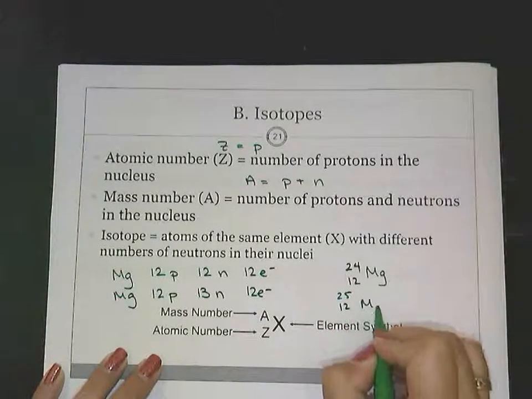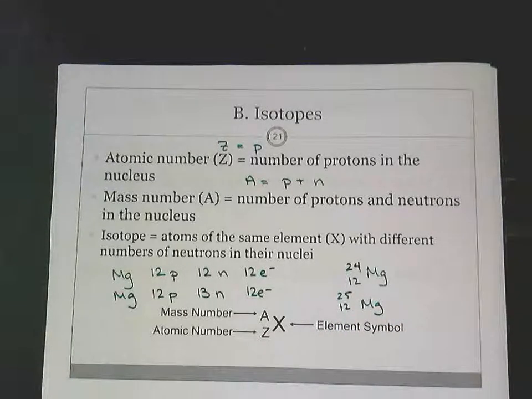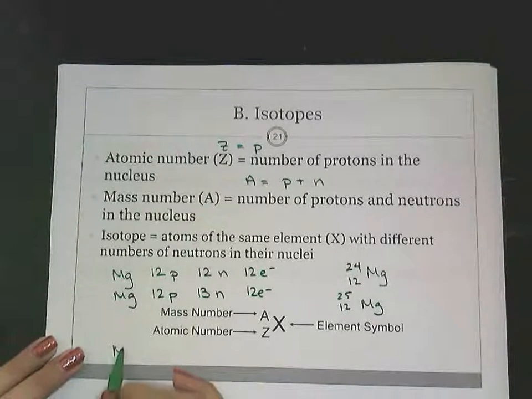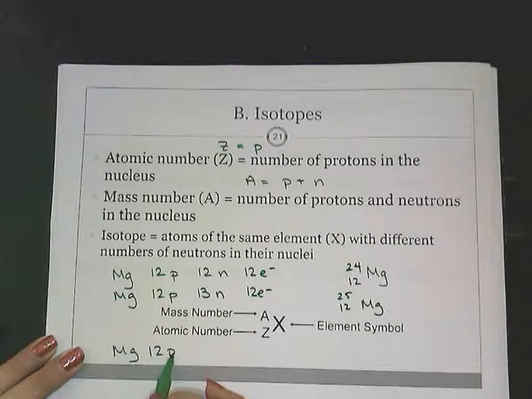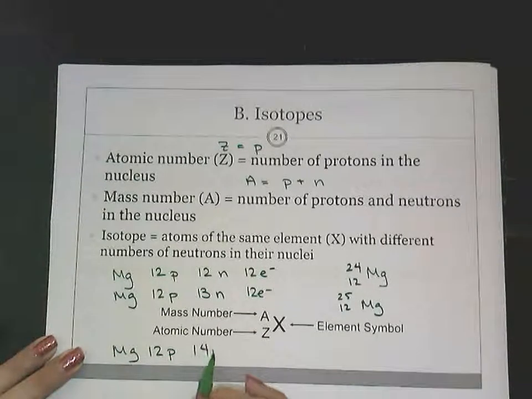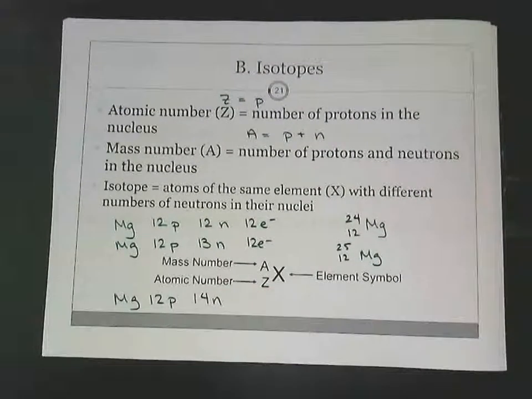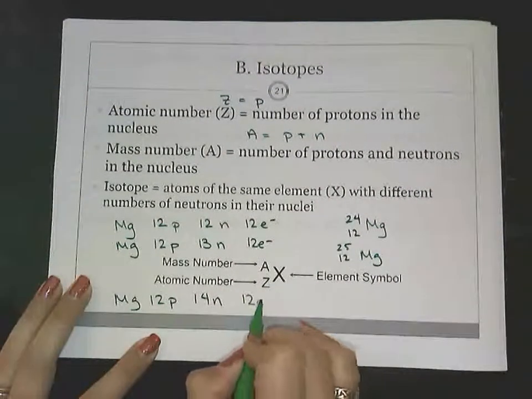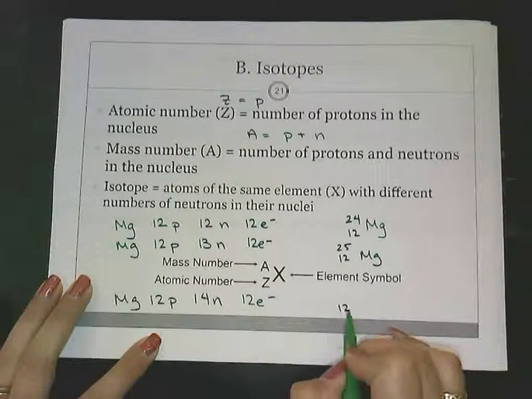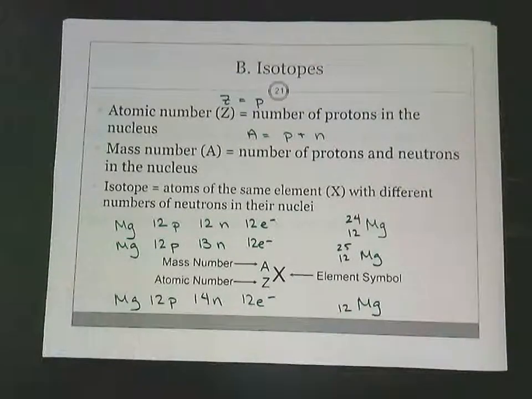All right, so if you're looking at the periodic table, it's still all the same. Well, if I have my third isotope, how many electrons does my third isotope have? Still 12. Good. Okay, so then what is the mass of this magnesium? 26.